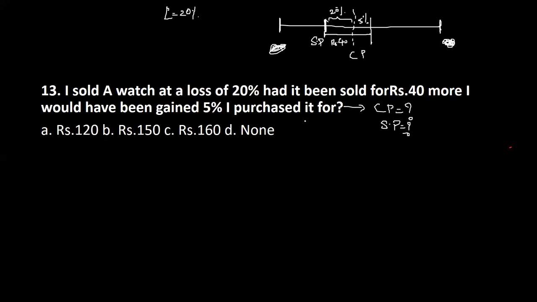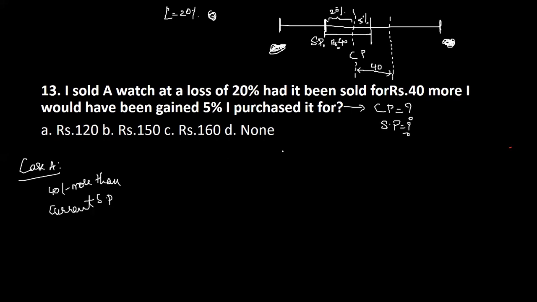I purchased it for. Okay, there can be two understandings over here. One, that 40 rupees is more than what he sold it for earlier. Or second, that it is 40 rupees more than the cost price. The statements are very unclear for me. So let us consider two cases for this. Case A: 40 rupees more than the current selling price. And case B: 40 rupees more than the cost price of the article.